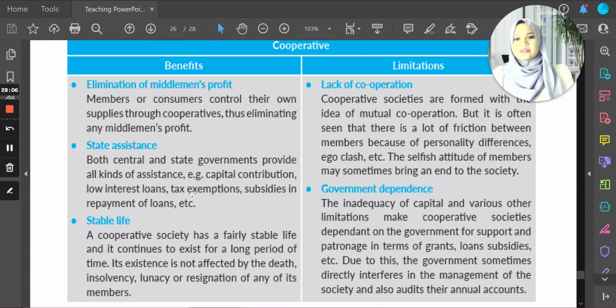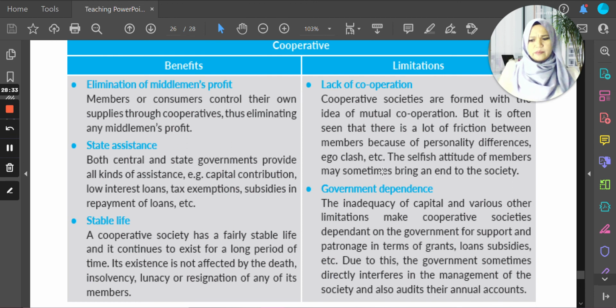Because a cooperative society has what they call a fairly stable life, and it continues to exist for as long as the members are actually willing to contribute to that particular society. Its existence is not affected by any death, insolvency, lunacy, or resignation of any of the members, right? And then another limitation of this particular cooperative is that there could be some lack of cooperation.